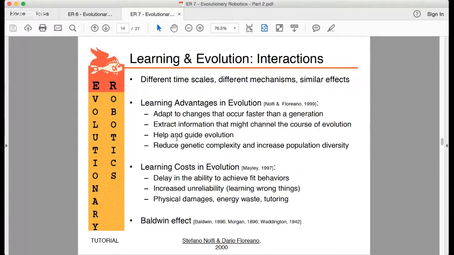But on the other hand, what are the costs of learning and evolution? Of course, the biggest one is the delay in the ability to achieve fit behaviors, increased unreliability, or learning wrong things, physical damages, energy waste, and tutoring. Well, I might agree on energy waste, but physical damages, I don't think so.